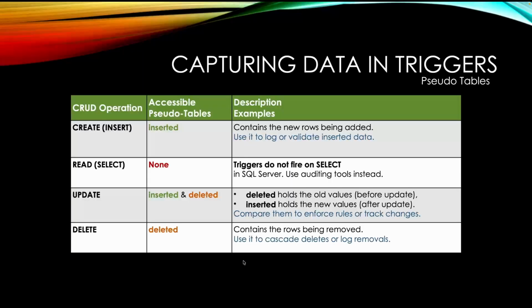Oh, real quick. So here are the different actions, the CRUD actions. And here are what pseudo tables get created when those actions are being run, right? If you're doing an insert, the inserted pseudo table is created. When you're doing a select statement or read, nothing's changing, so there's no need. If you're doing an update, we get inserted and deleted created because an update is, in a way, an insert and a delete, right? You're deleting the old information and replacing it with the new information, at least conceptually. And then with a delete, of course, the deleted pseudo table is created.